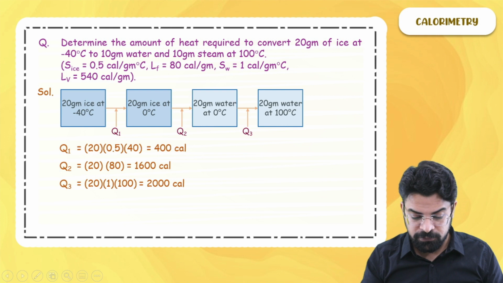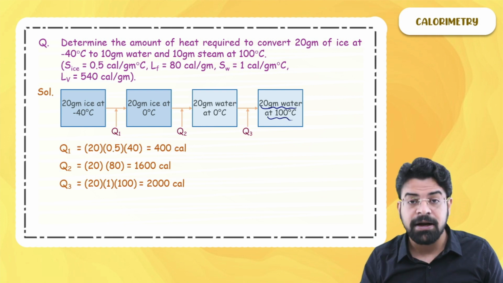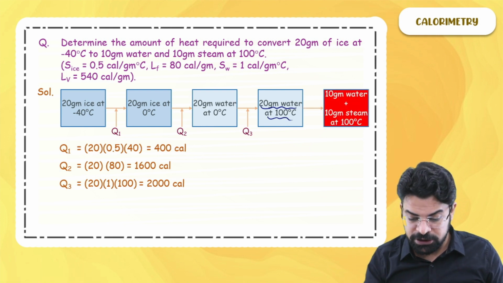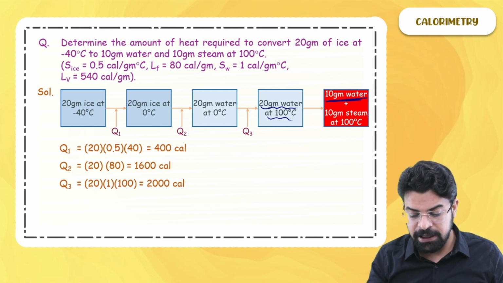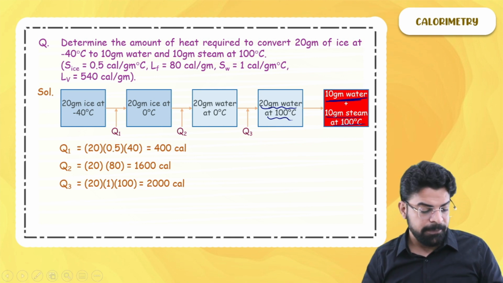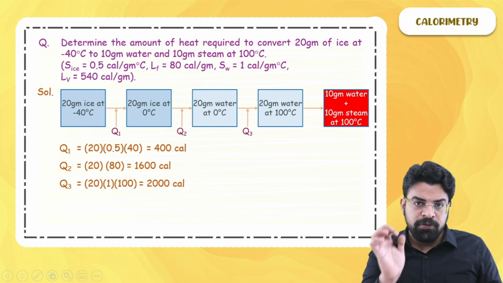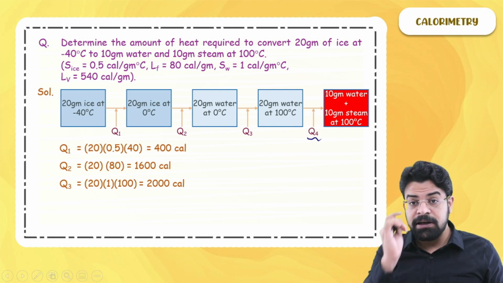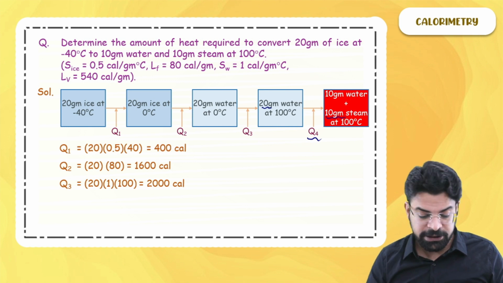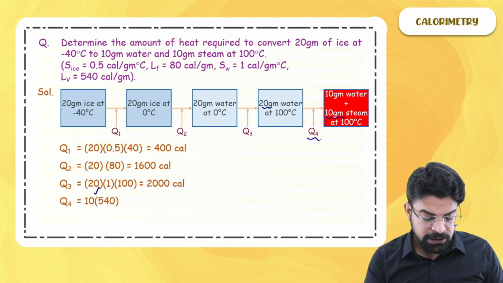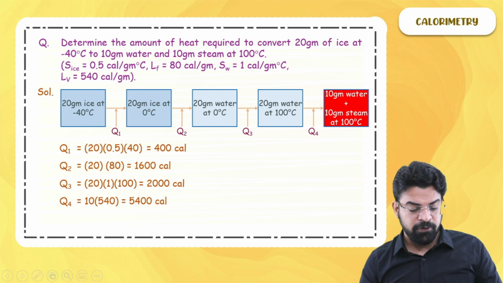So if out of this 20 gram of water at 100 degree centigrade, you wish to convert 10 gram of water into steam while keeping 10 gram of water at 100, you will say the amount of heat required, let's say Q4, to convert 10 gram of water at 100 into 10 gram of steam will be equal to 10 into 540, that will be 5400 calorie.